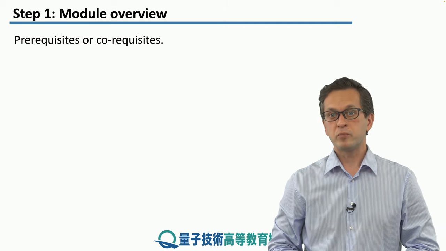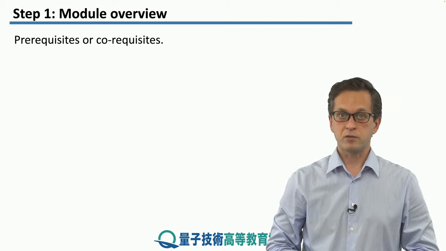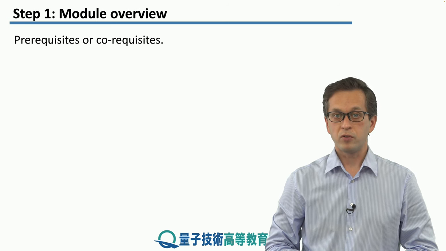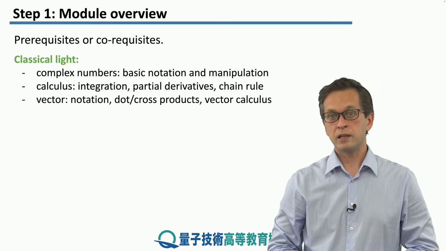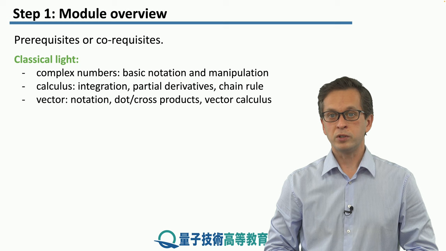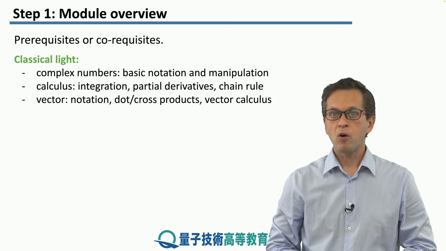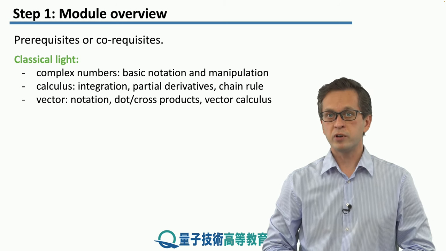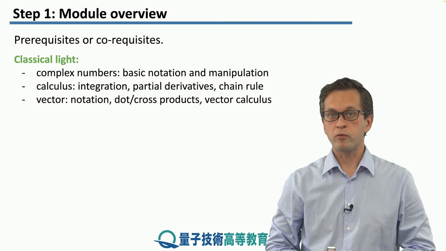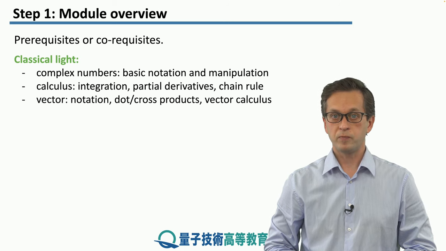Of course, there are some prerequisites and co-requisites associated with this module. For the classical light, we expect you to be familiar with complex numbers. But really, all you need are some basic notation and manipulation of complex numbers. In fact, we will give you a very brief overview of what you should know in the first block.